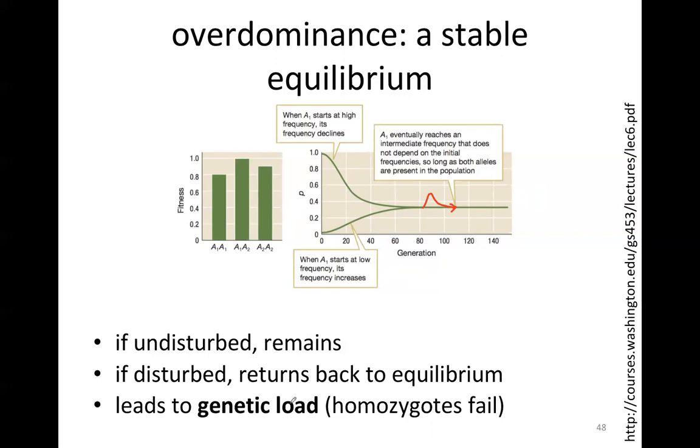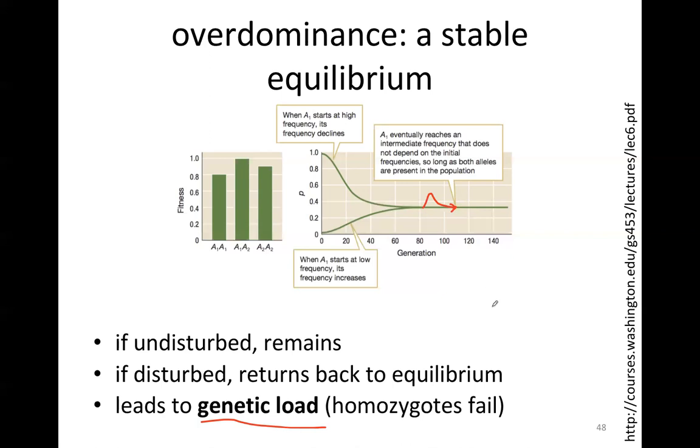So this is a fully stable equilibrium, with both alleles remaining in the population, but it leads to genetic load in the population. So it's not a very nice type of equilibrium for the population in the long term.